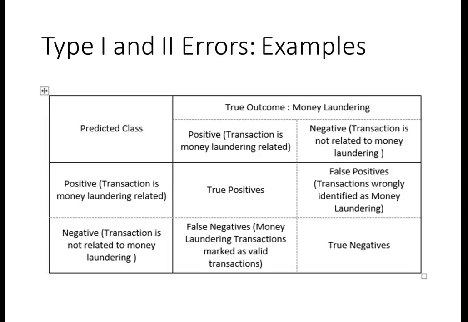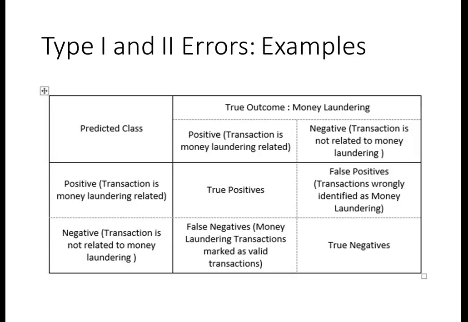And then we have four combination of these two, so true positives when reality corresponds to true prediction, and in both cases results are positive. True negatives when non-related to money laundering transaction is classified as such.